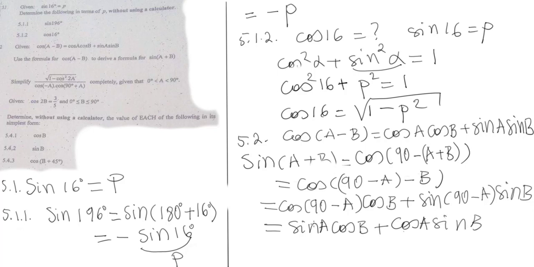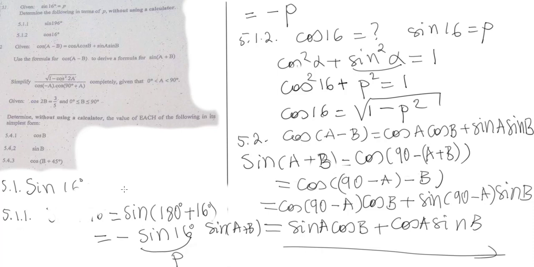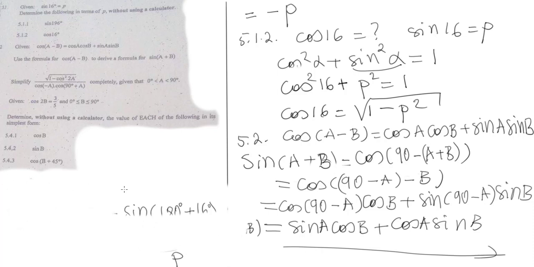So there we go. If I can write it here, we found the formula of sine A plus B. So the sine of A plus B is equal to this. That is the formula for sine A plus B. So we derived it from that formula, okay? Now let's move to the next question. I think 5.3. Let me remove all this.